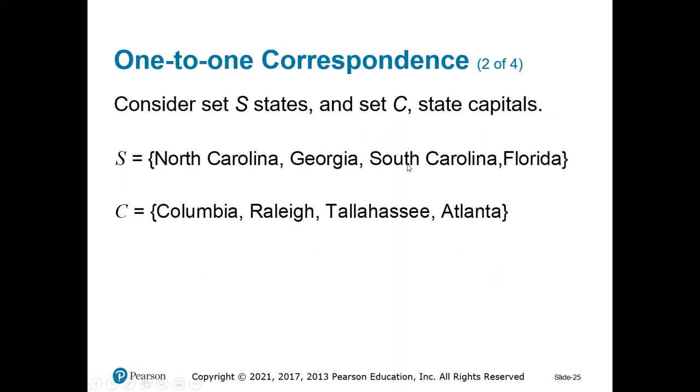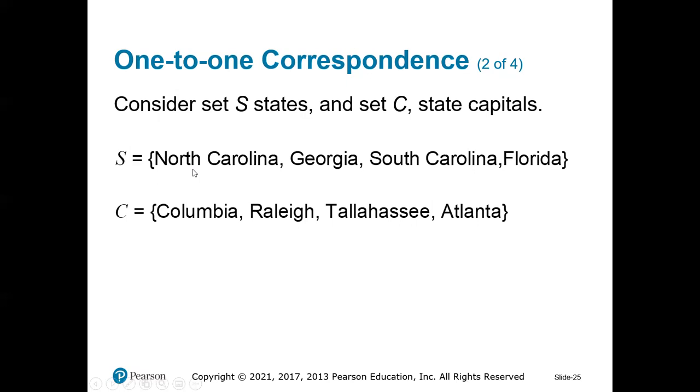Georgia, 2nd element. South Carolina, the 3rd element. Florida is the 4th element. So the cardinality, or the cardinal number, of S is 4. 1, 2, 3, 4. Well, how about C? Columbia, Raleigh, Tallahassee, Atlanta. So also 4. So these two sets are equivalent.